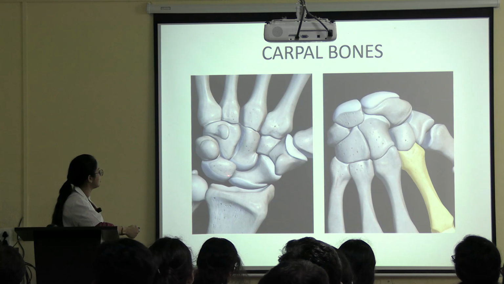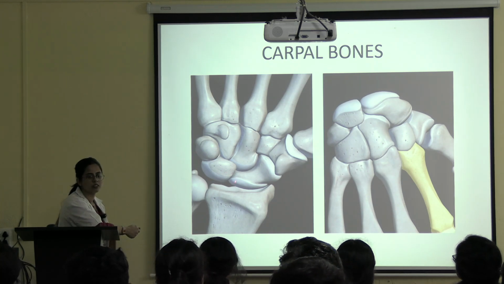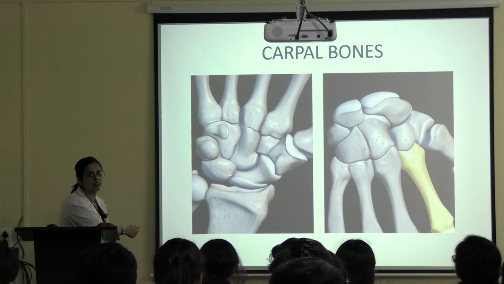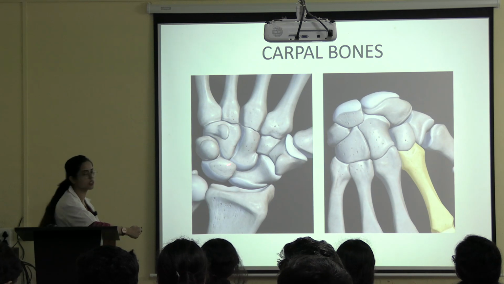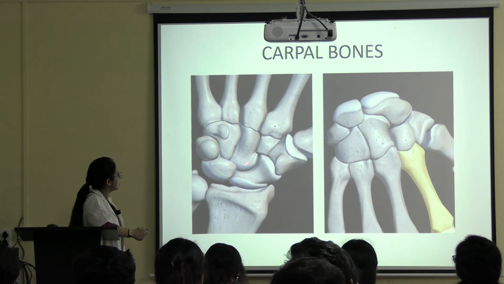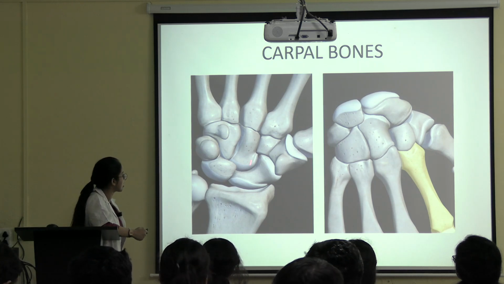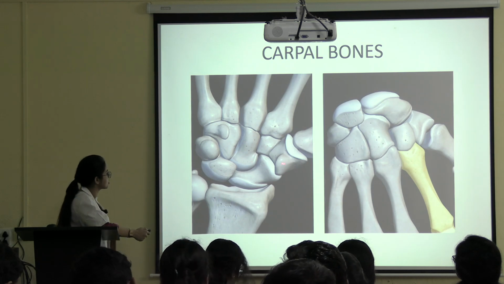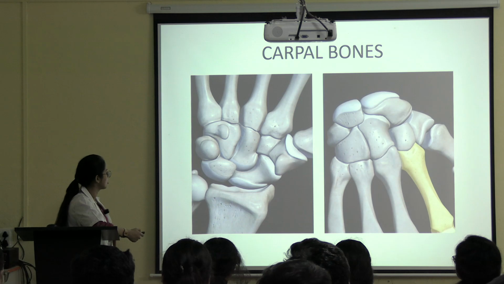Okay, and this is medially or laterally? Medially. So medially it is articulating with which bone? This is pisiform. This is not pisiform. What is this bone? Lunate. Okay. And distally it is articulating with? Scaphoid is articulating with? Capitate. Okay. And what is this bone? Trapezium. Okay.